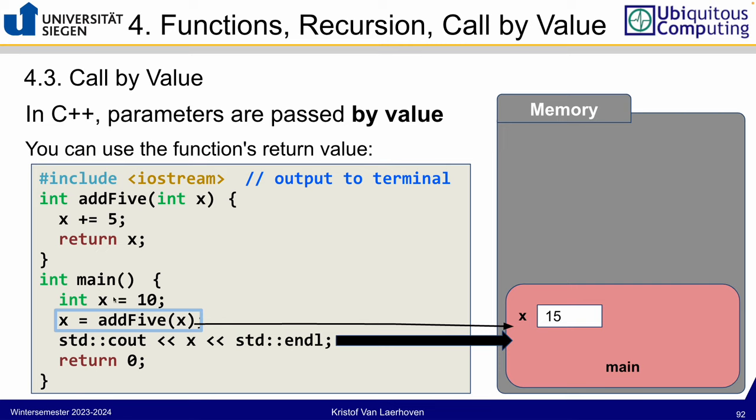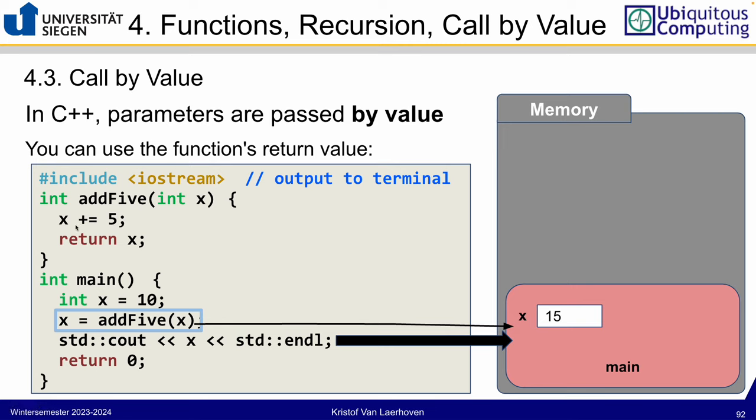So our function did influence the value of our variable x. But again, this has nothing to do with the fact that we passed x over here. Also here, we just took the value of x, which is 10. We copied it over to a completely different variable x, which was 10 as well. We added 5 to that, and then we returned that value. And that value, which this function returns, is then assigned to x. And it's the assignment that changed the value of x in our main function.